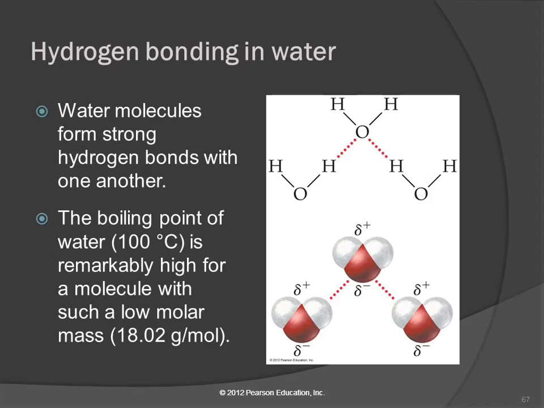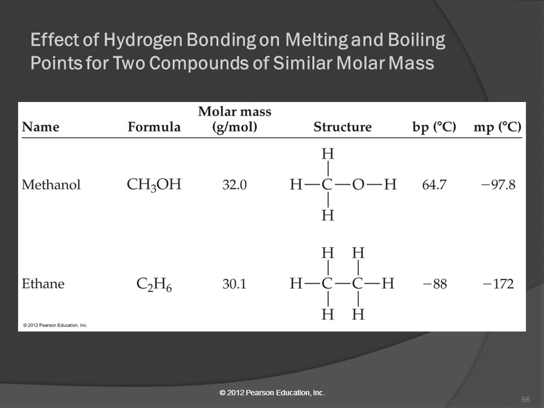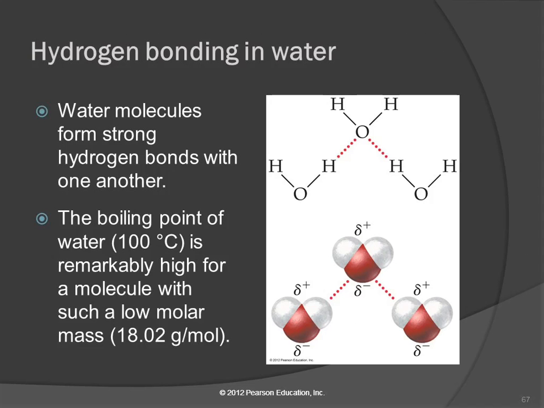Boiling point of water is 100 degrees, which is really high for a molecule with a low molar mass of 18. Look at these guys. This was 32. That's almost twice the molar mass of water. Its boiling point is 64. We would expect the boiling point of water to be lower than this, but it's not. It's actually significantly higher due to the hydrogen bonding and due to the multiple possibilities for hydrogen bonding.